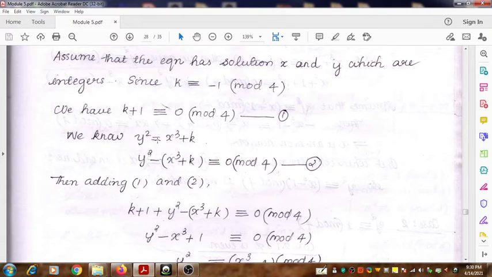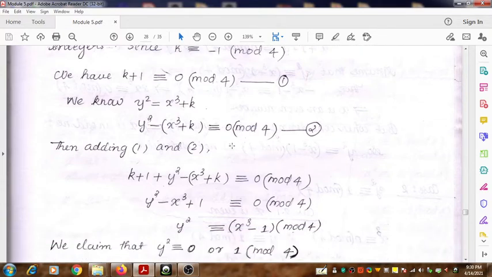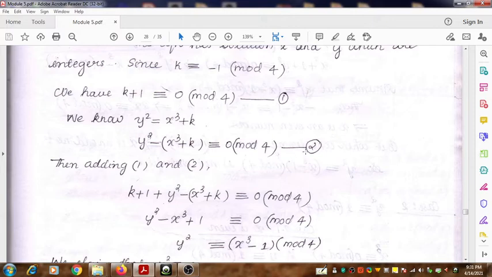Since the equation itself tells us that y squared equals x cubed plus k, by transferring the right hand side terms to the left side, we get that y squared minus x cubed minus k is congruent to 0 mod 4. We label the earlier step as 1 and this step as number 2.